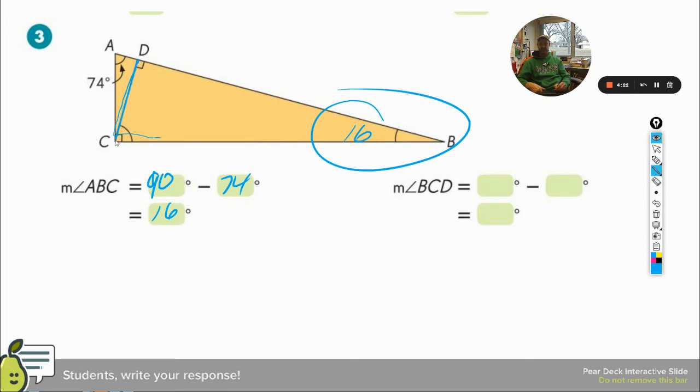We're dealing with two different triangles here. B, C, D. Now look at just the blue triangle. We've got a right angle and 16 and something here. And guess what? We already know that 90 minus 16 is going to be 74. This is where it gets fun. This is where it gets puzzling. But you can do this.